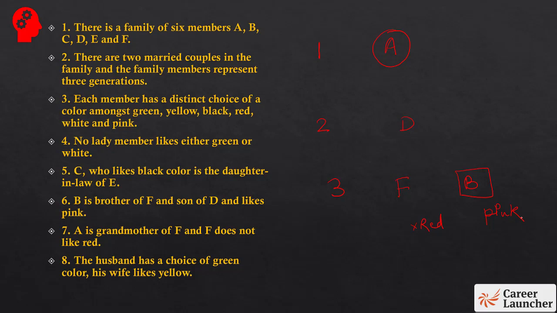C, who likes black color, is the daughter-in-law of E. So since C is the daughter-in-law, C would not go in the first generation. C would come in the second generation. She likes black. Female. Married to D.